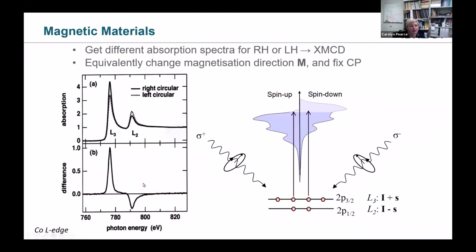So this is what it looks like for cobalt metal. You've got the right and left-hand circularly polarized spectra, and when you take the difference, you get this difference spectrum, which tells you about the occupation, the spin-up and spin-down occupation of the 3d electrons. If you're not able to change the circular polarization, you can also change the magnetization direction and get the difference spectrum that way.